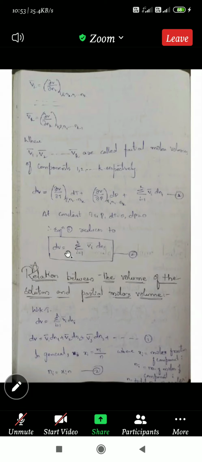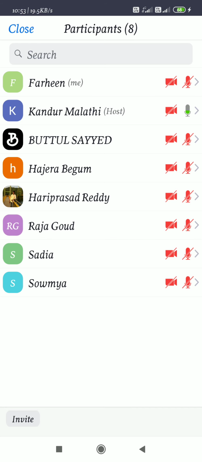Now keep your temperature and pressure constant. When you keep temperature and pressure constant, definitely the changes in temperature and pressure will be equal to zero, so substitute 0 here. 0 into dT is nothing but 0. 0 into dP, you substitute 0, so that term is 0. So what do you get? dV equals the summation of Vi bar dni. So this equation gives the relation between the change in your volume and your partial molar volume: dV equals summation Vi bar dNi.